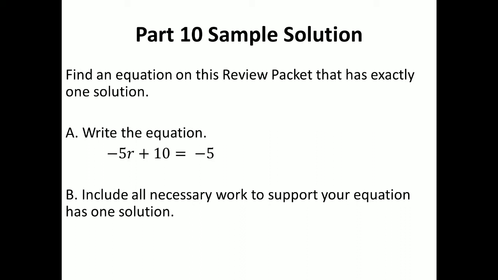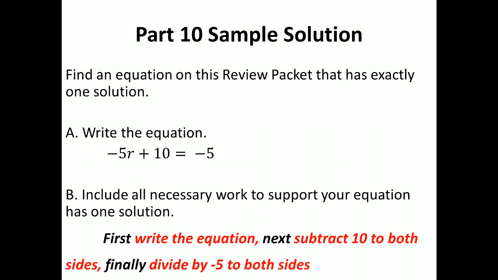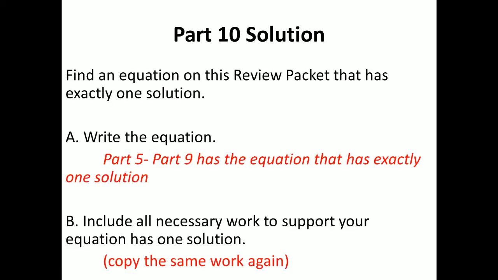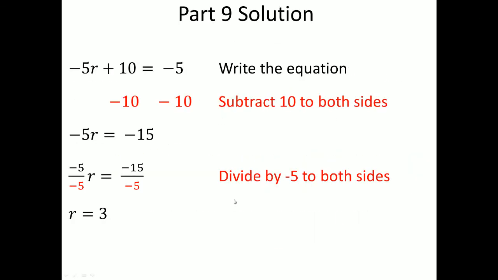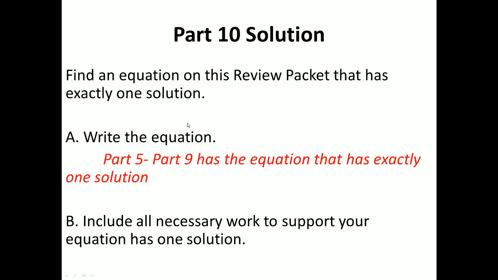A. Right. I wrote the last one, negative 5r plus 10 equaling negative 5. Right. First write the equation, next subtract 10 from both sides, finally divide by negative 5 on both sides. Okay, where was that? It was this work. Okay, subtract, then divide. Right, write the equation, subtract, then divide. This would be the complete work. Alright, good. There you go, those are all the homework solutions, or review packet solutions.